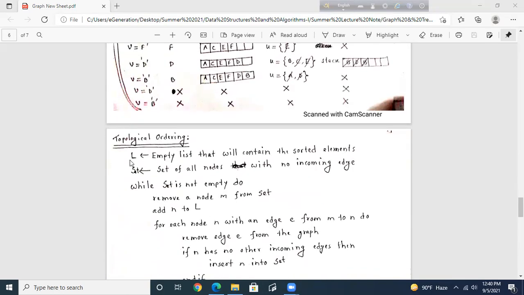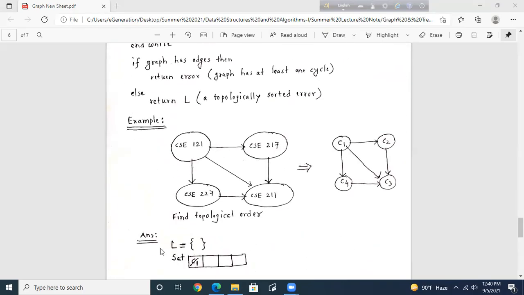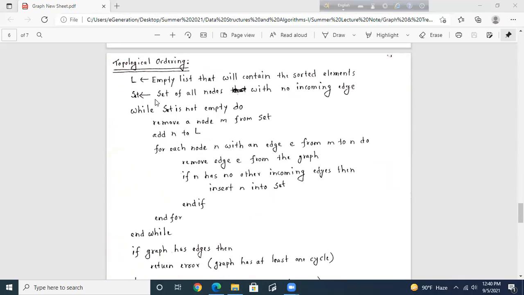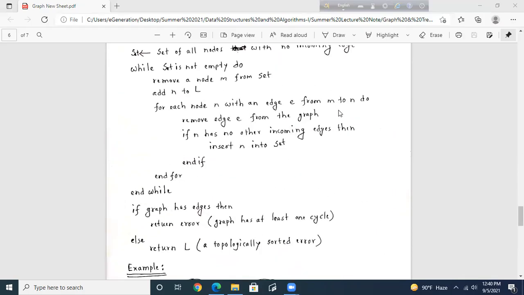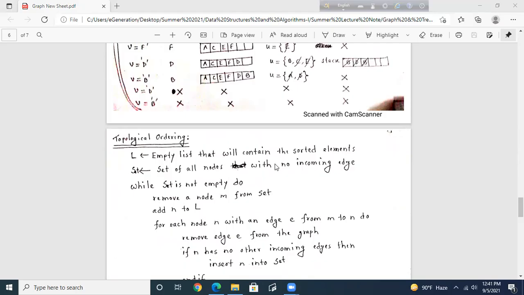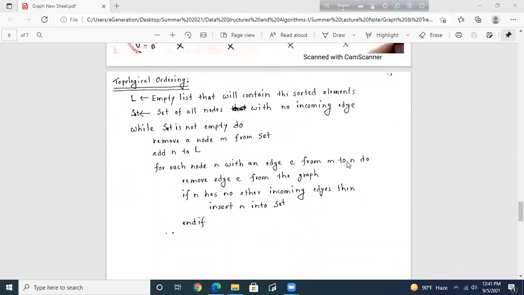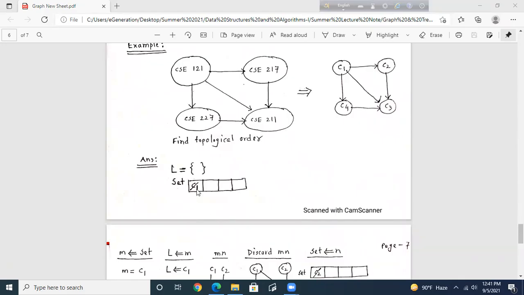In the algorithm, the first line is L equal to an empty list that will contain the sorted list. So L is empty initially according to the algorithm. Then set equals the set of all nodes with no incoming edge. Why have I written C1? Because there is a condition: the set of all nodes with no incoming edge. That means, dear student, you have to write inside the set those vertices towards which there is no incoming edge.